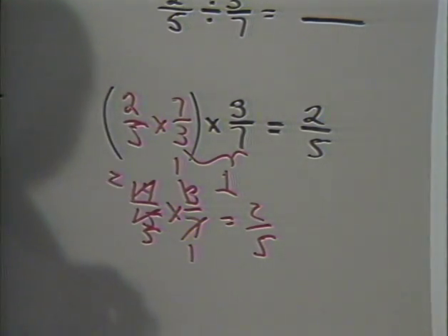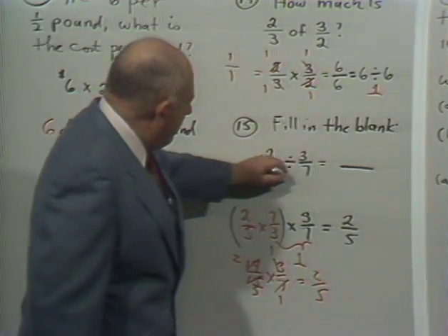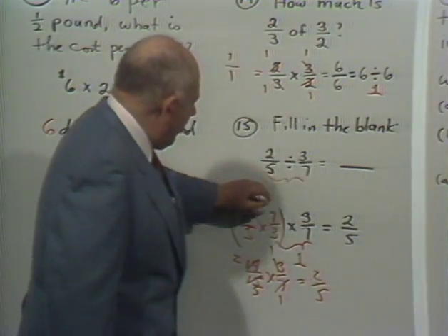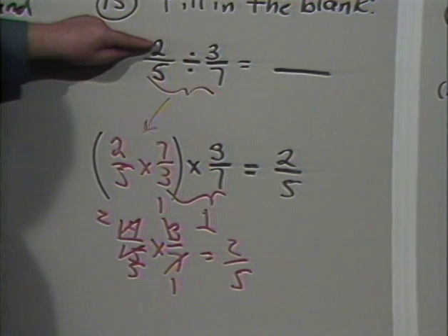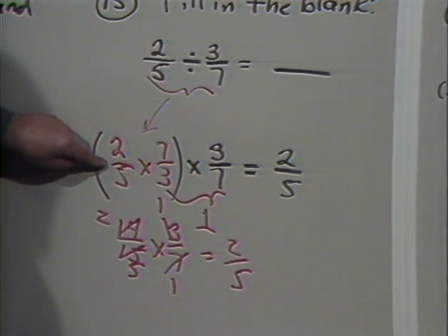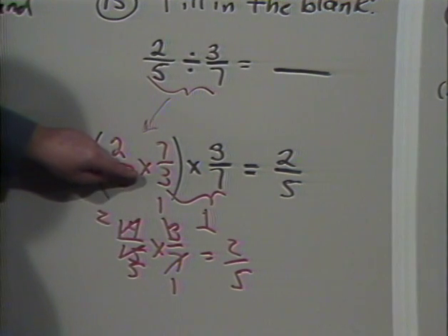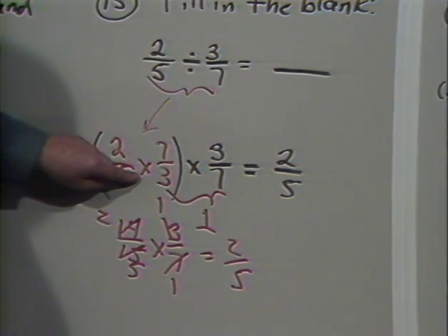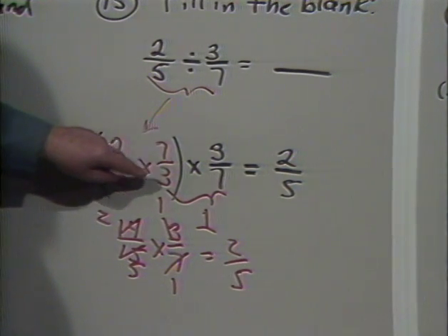Now the interesting point is, compare the problem with the answer. When we divided 2/5 by 3/7, the 2/5 started off the problem. What's the first number in the answer? Isn't that also 2/5? See, we left the first number alone. What happened to the division sign? It became a times sign. What happened to the 3 over 7? It became 7 over 3.